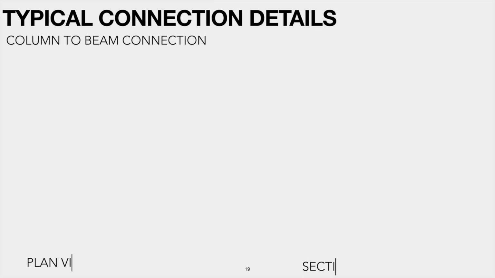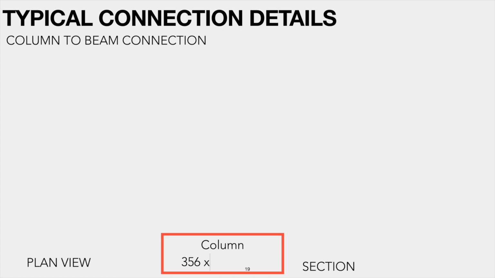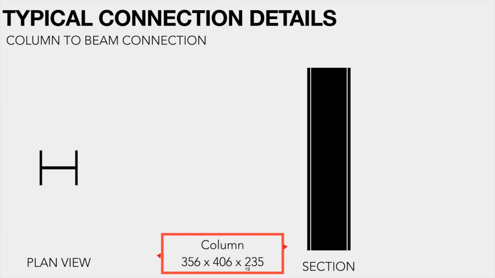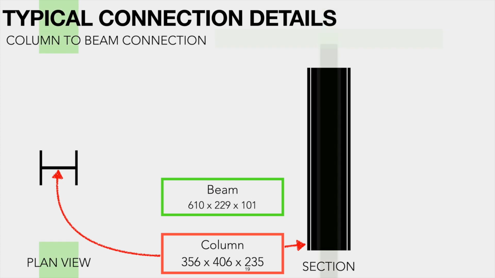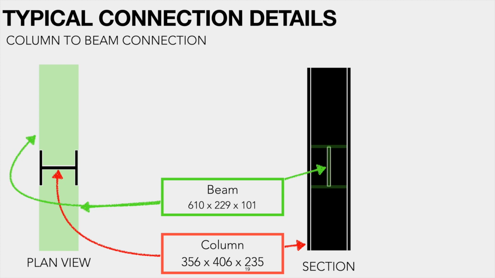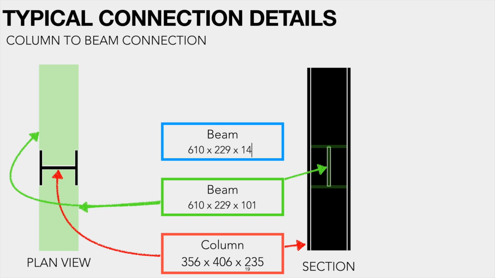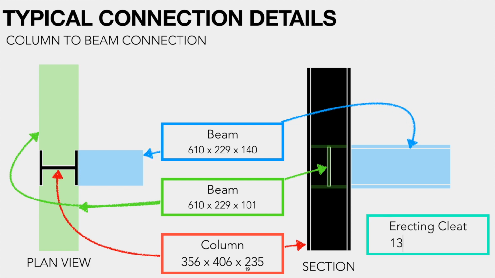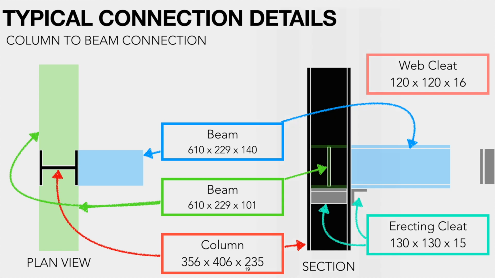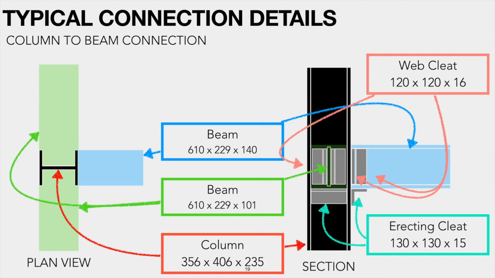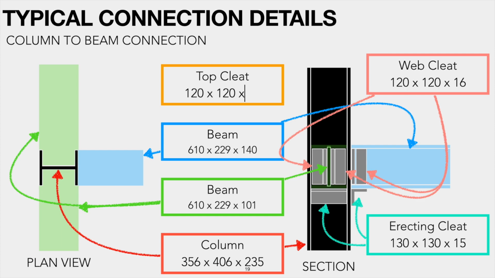The shown image is the cross-section and plan view of the connection between steel column and beam. Also this image is useful to identify fittings used to make the connection. The image represents 3 connections, which are 2 connections for 610 by 229 by 101 steel beam to 356 by 406 by 235 steel column, and 1 connection for 610 by 229 by 140 steel beam to 356 by 406 by 235 steel column. L angles used to make the connections are identified as cleats.